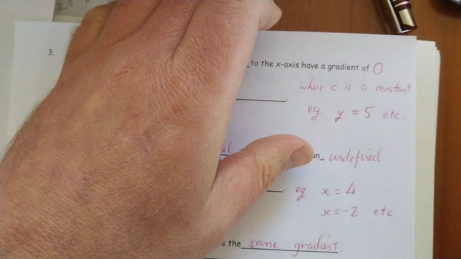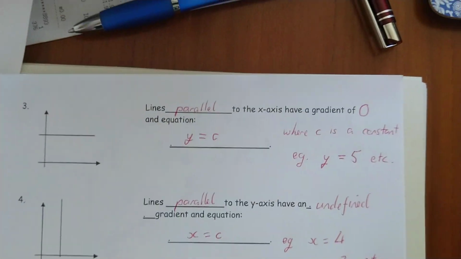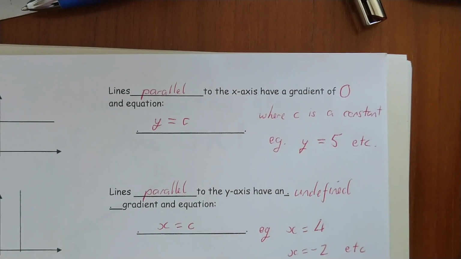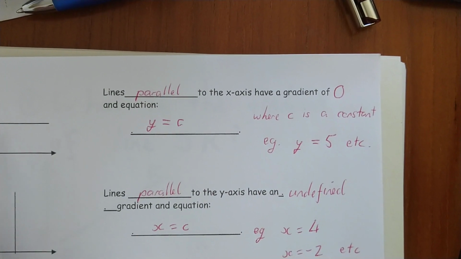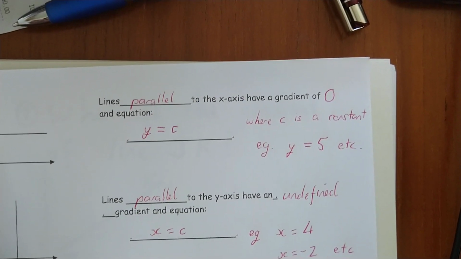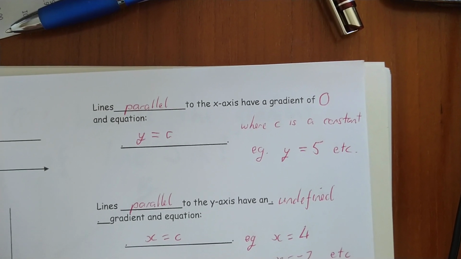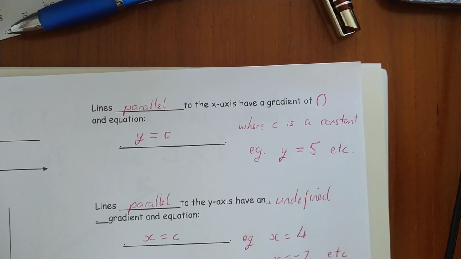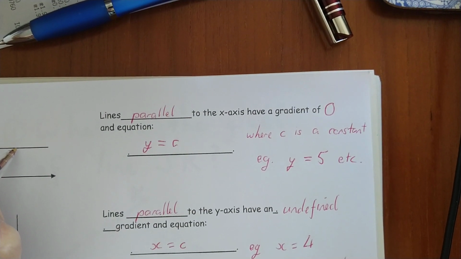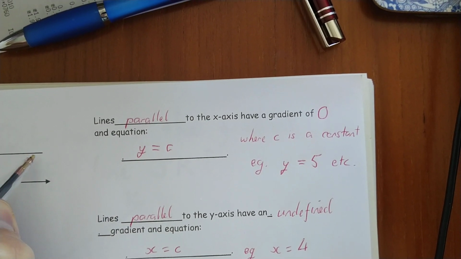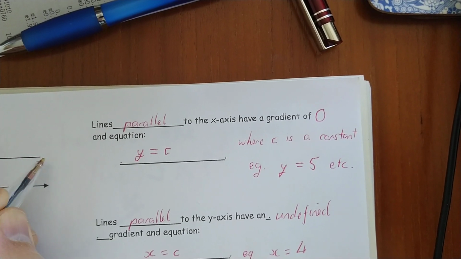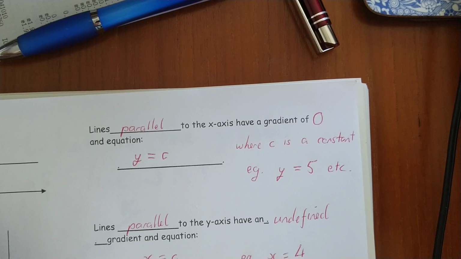Moving on, just to fill in sheet 3 of our notes. Lines parallel to the x-axis, so a line like this one here, the gradient is 0. There's no slope at all, it's going along nice and easy horizontally, so the gradient is 0. Any line that's horizontal, what's the equation of it? Well, if I said, for example, that this is the point (3,5), that would be the point (4,5), (5,5), (6,5), (0,5). All the y-coordinates are 5.